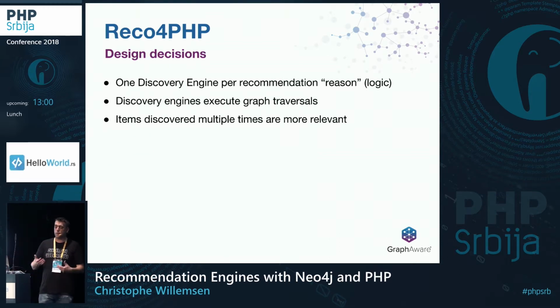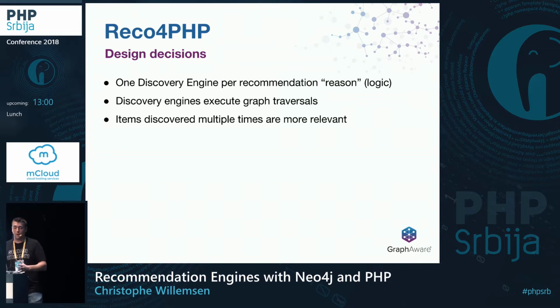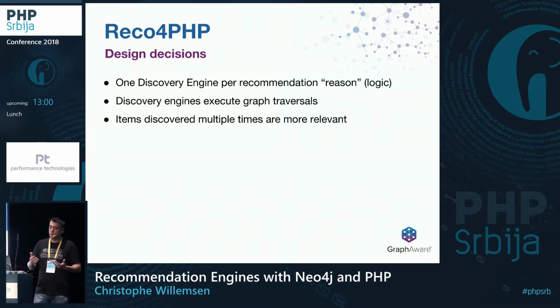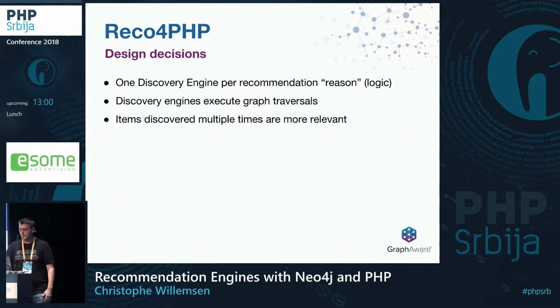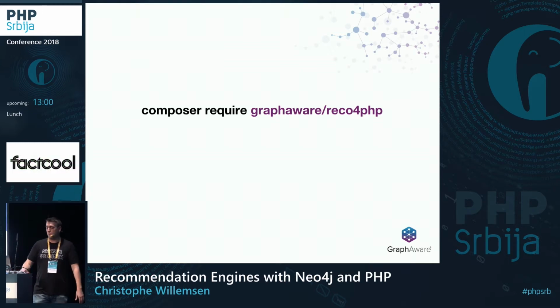So the design decision is that one discovery engine will be per reason of finding recommendation. The discovery engines execute graph traversals, and the items discovered multiple times are more relevant, but as I said, with post-processing, you can reduce the relevancy. It is very easy to install with Composer.